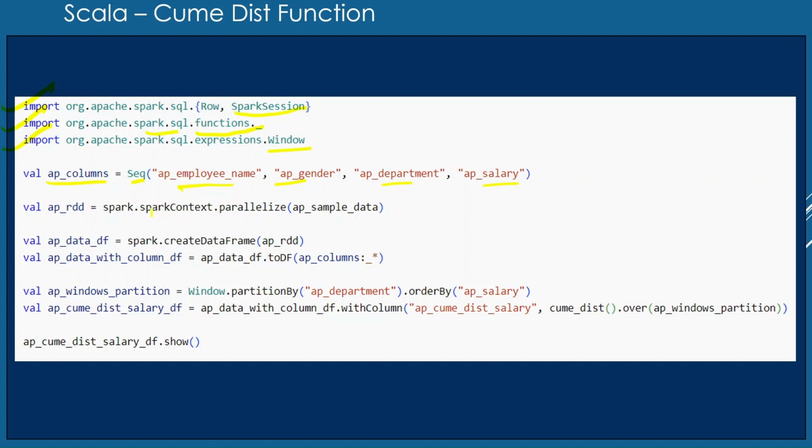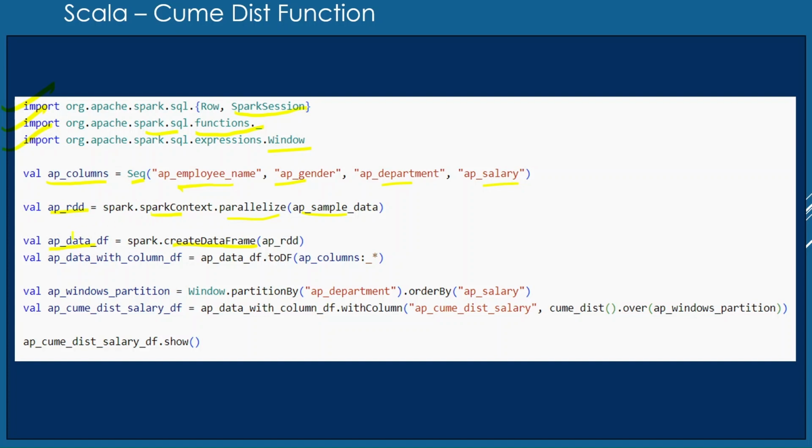With the help of the SparkContext.parallelize function, by passing this list variable which contains all the data, I am creating the RDD. Once the RDD gets created, then with the help of the createDataFrame function, by passing this RDD variable, I am creating this data frame.